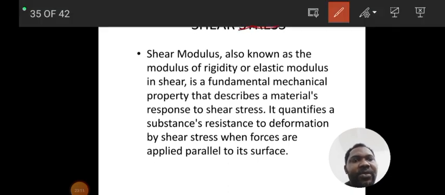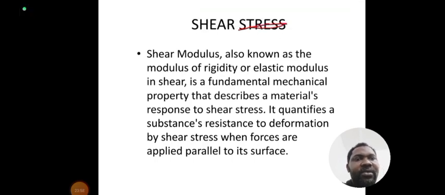That should be modulus. Okay, shear modulus, also known as the modulus of rigidity or elastic modulus in shear, is a fundamental mechanical property that describes a material's response to shear stress. It quantifies a substance's resistance to deformation by shear stress when the force is applied parallel to its surface. I showed us in previous videos what that looks like, but that is another indication of what it looks like. So let's move on from here.